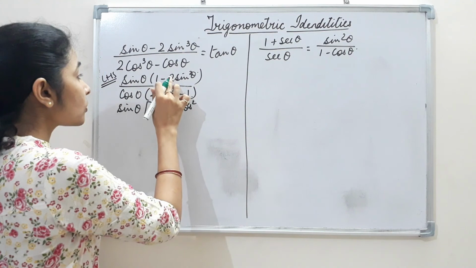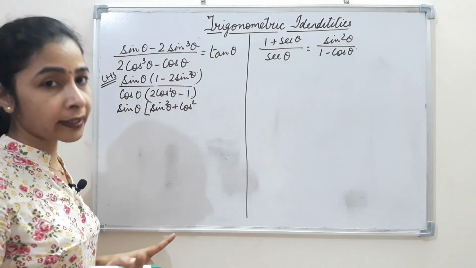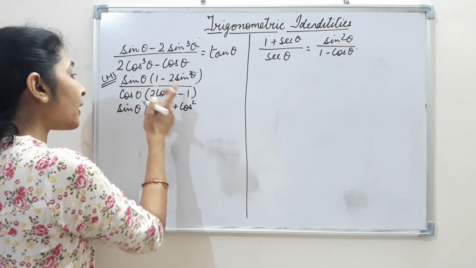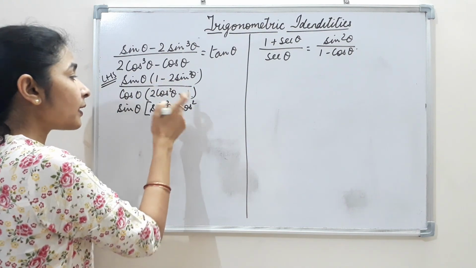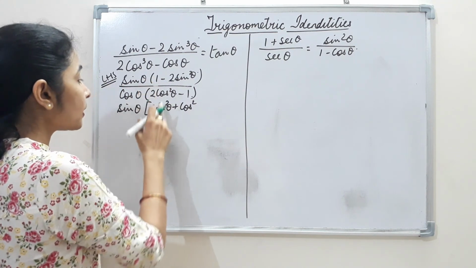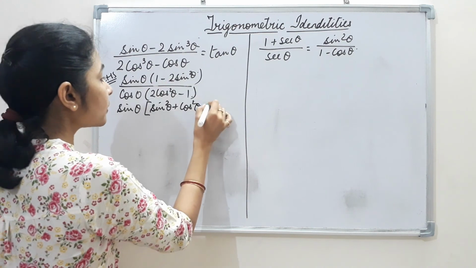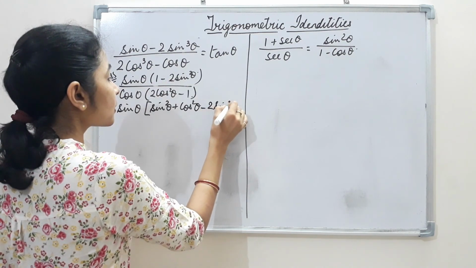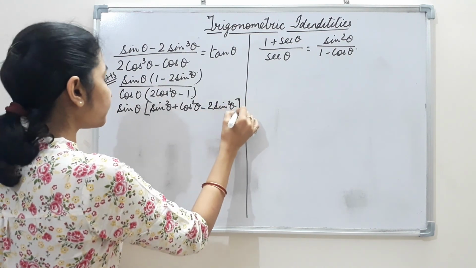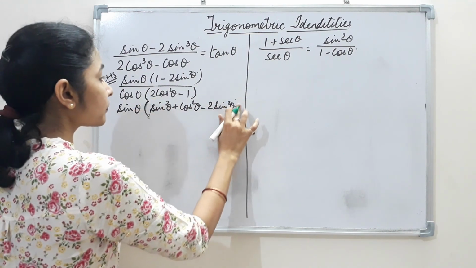Why I am doing so? Because if I change this, and here also if I change this, I will have to write 2 identities. But if I change this 1, then in both the cases I will change 1 and I will have to write only 1 identity. So I am changing this 1 here into sin square theta plus cos square theta, and this 2 sin square theta remains as it is. Now next is simple bracket we will use here.